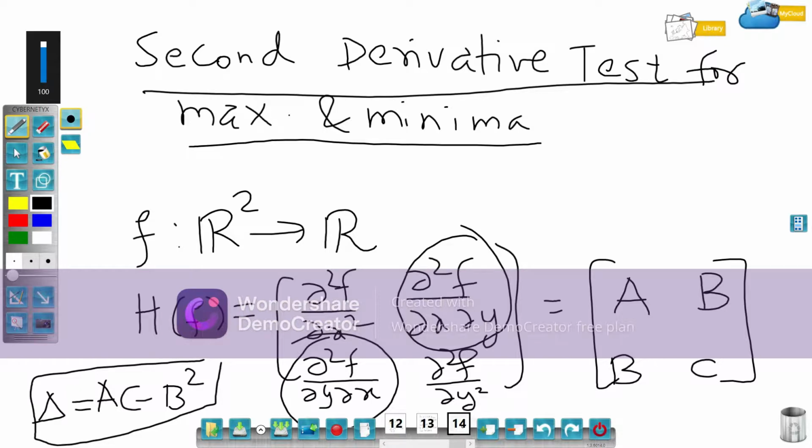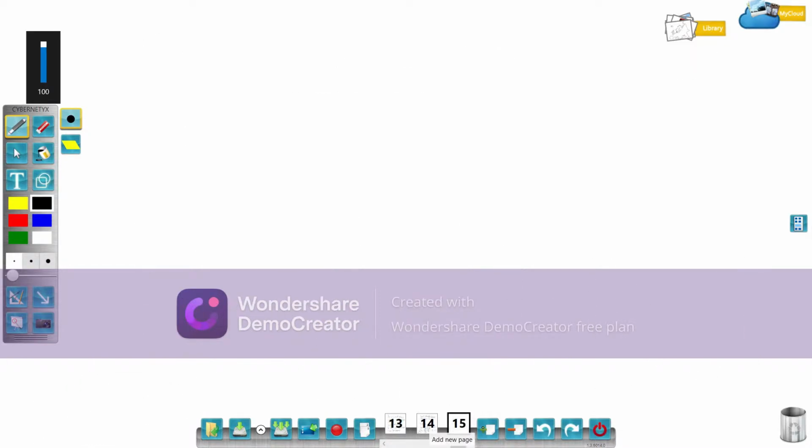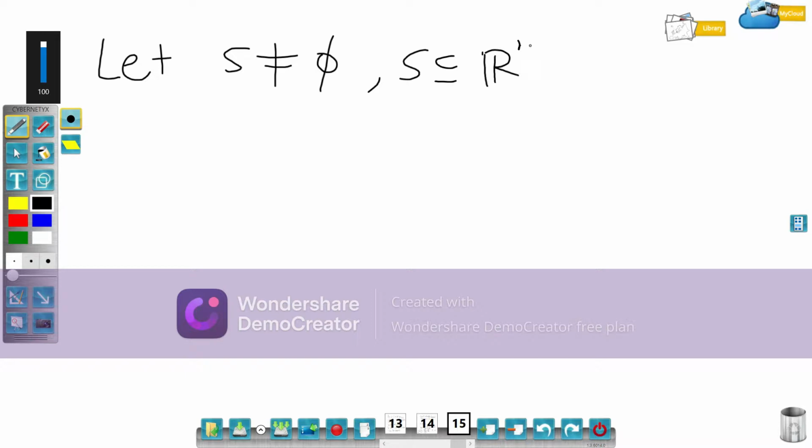Now we will be defining the second derivative test for the maxima or minima. The test is as follows. Let S be a non-empty set, S a subset of Rⁿ. Instead of S, let's use the symbol U throughout. And f is a function from U to R, a scalar field.